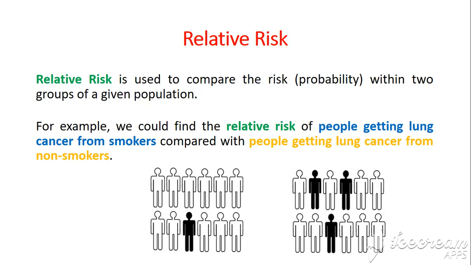Now, relative risk is used to compare the risk within two groups of a given population. For example, we could find the relative risk of people getting lung cancer from smokers compared with people getting lung cancer from non-smokers.